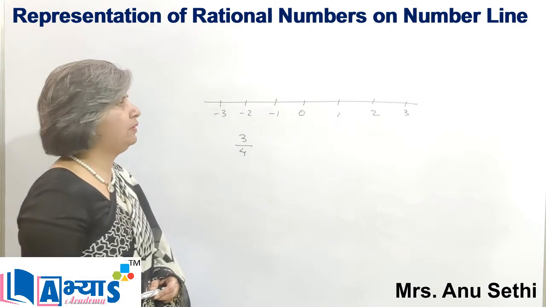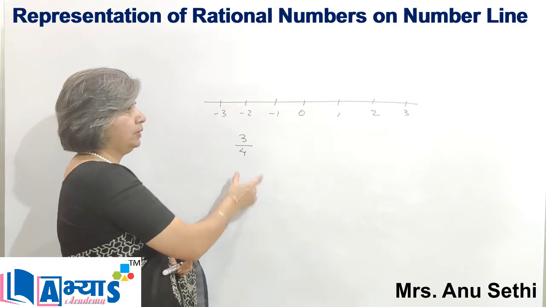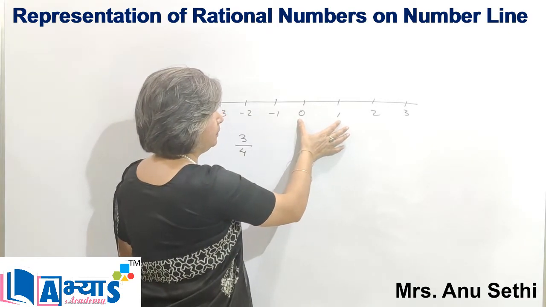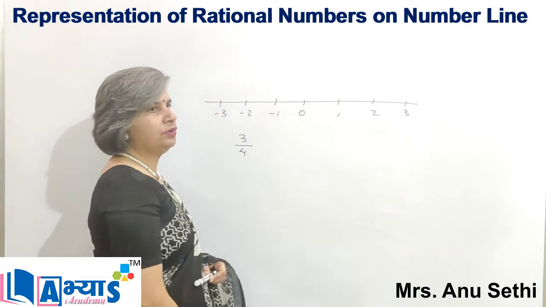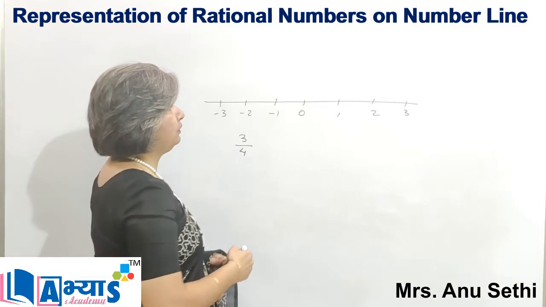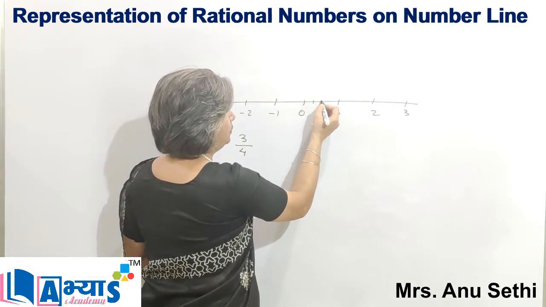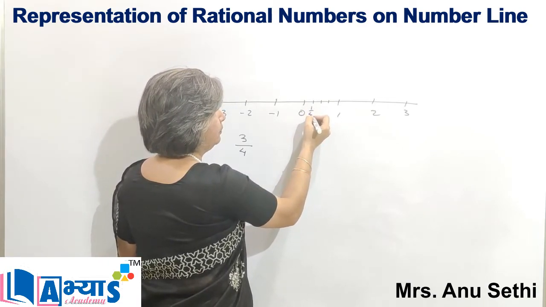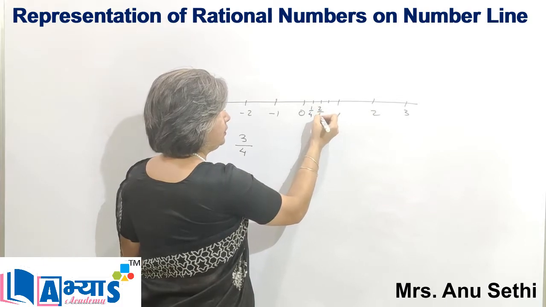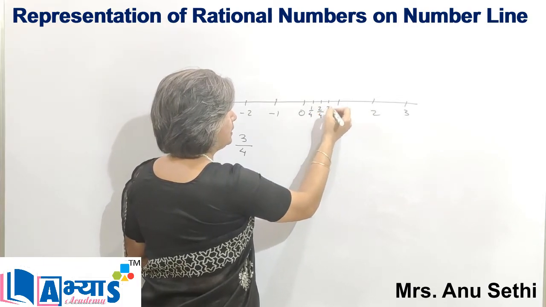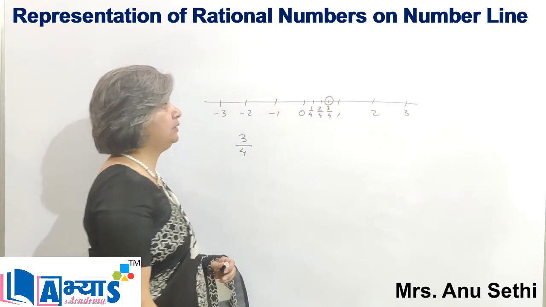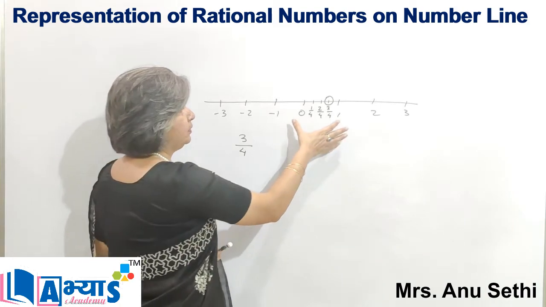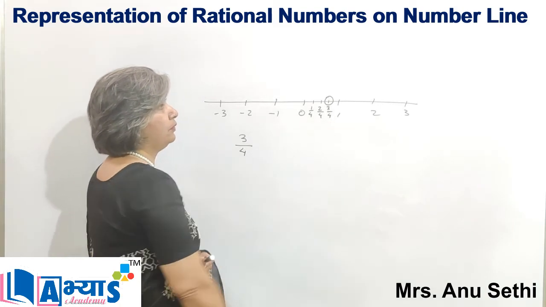Now to find where it will lie, I will take the denominator. As the denominator is 4, I will divide the gap of 0 and 1 into 4 parts. So it will be 1, 2, 3 and 4. The first part will represent 1 upon 4, the second part will represent 2 upon 4, and the third part will represent 3 upon 4. That means 3 by 4 can be represented on a number line by dividing the division between 0 and 1.